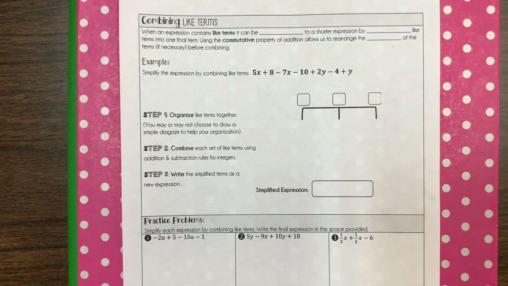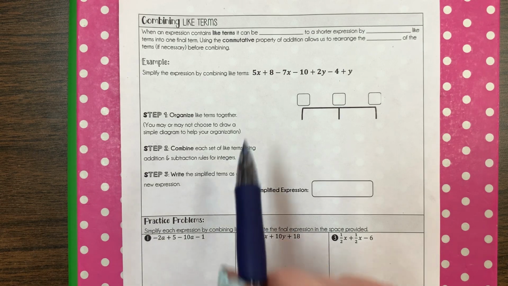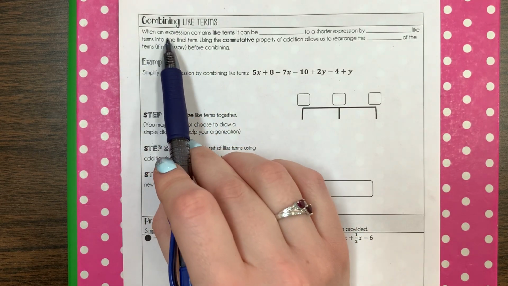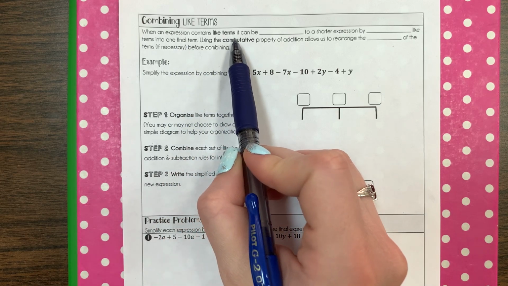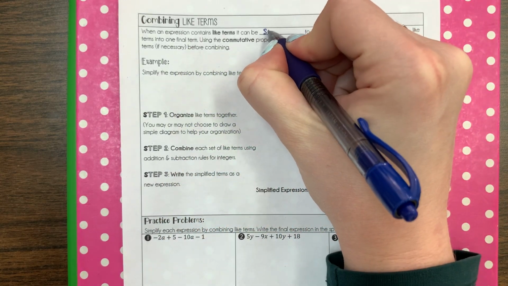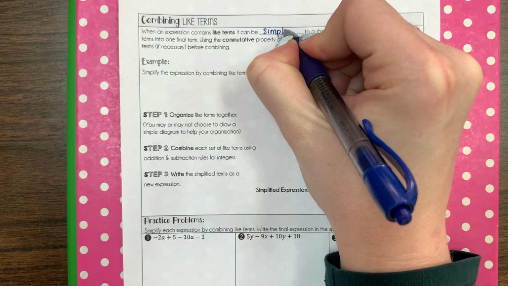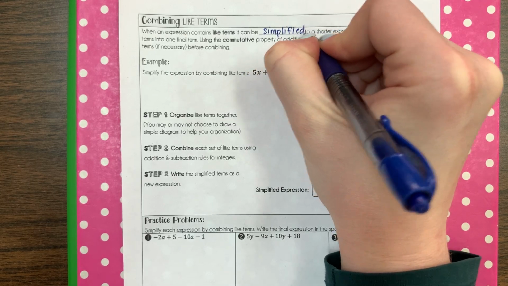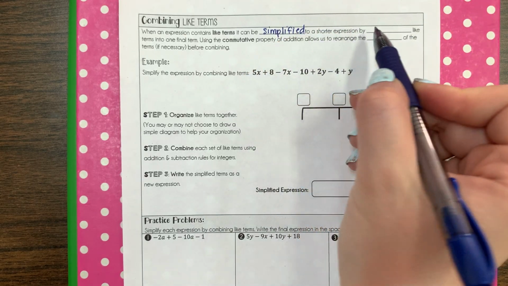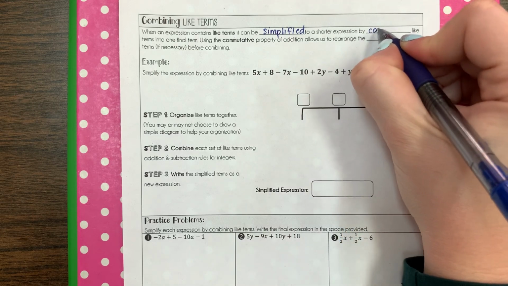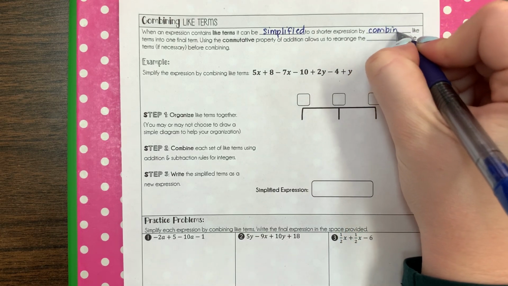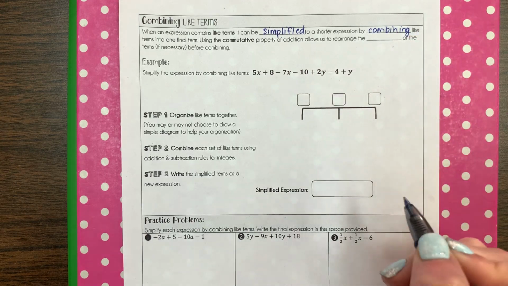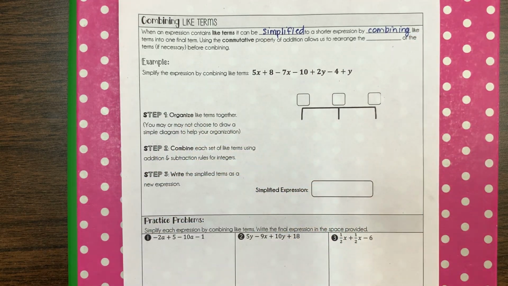So for notes with combining like terms, once we're finished with these, you will want to glue them into your strategy section. So, combining like terms. When an expression contains like terms, it can be simplified to a shorter expression by combining like terms into one final term.